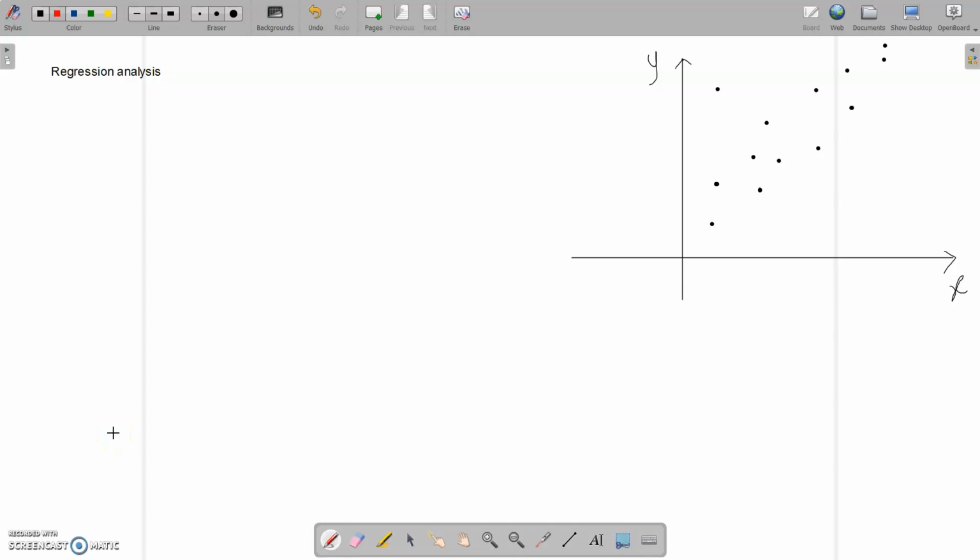Okay, so in the last lecture we saw two different types of curve fitting. The first one was interpolation, the second one was regression analysis, and in this experiment we will be talking about regression analysis. So in regression analysis, say you have a set of data like this, where x is the independent variable, and based on that you have the value.